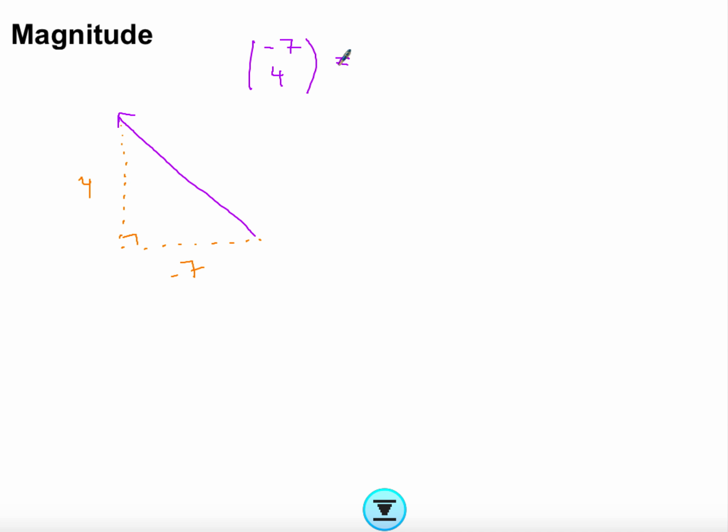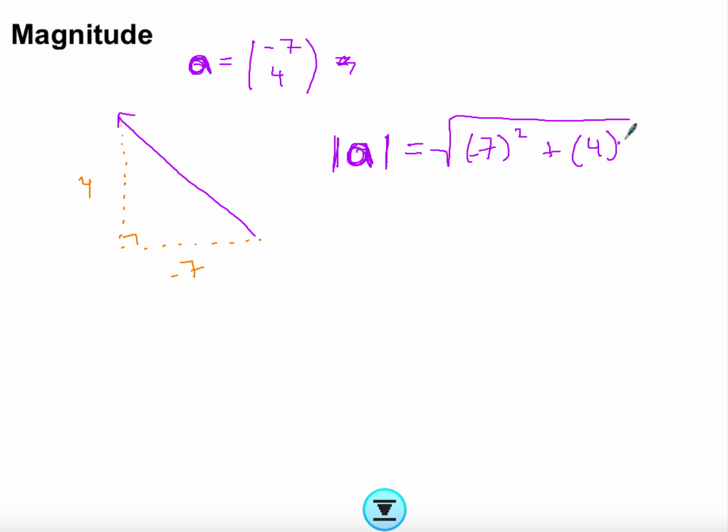So the magnitude, let's say this was vector A, the magnitude is represented by a bar around your letter. So these bars tell you that I want the magnitude, and the magnitude is just the square root of the square of your numbers summed together and then square rooted. So this will give me the square root of 65, which is 8.1, to 1 decimal place.